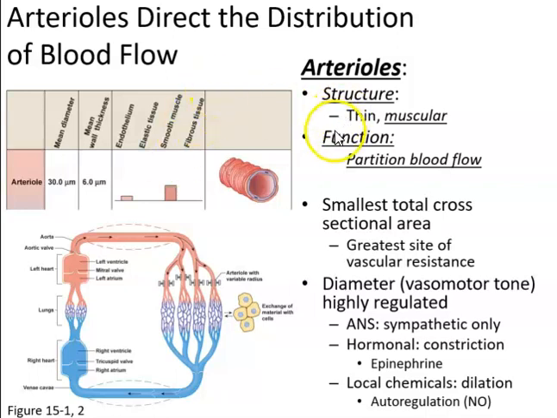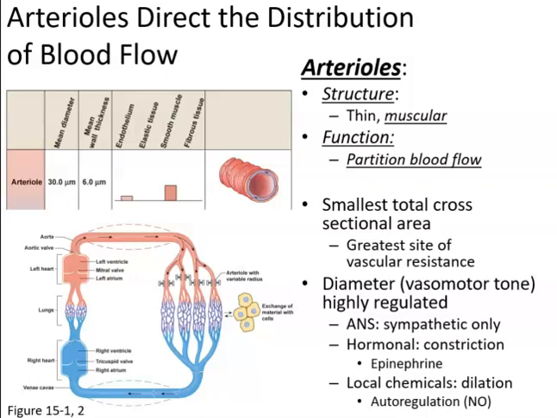So arterioles, they are thin and muscular. Their function is basically to partition blood flow. What does that mean? So basically arterioles will direct blood flow to areas that need it the most through changes in their radius, or the radius of the arterioles. So they allow for transport of oxygenated blood to areas that need it most, like tissues and other areas of the body. So arterioles have the smallest total cross-sectional area.